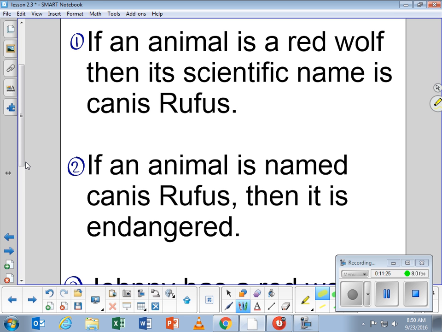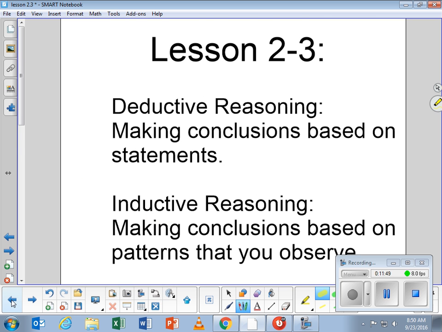Canis rufus. If an animal is a red wolf, then its scientific name is Canis rufus. If an animal is named Canis rufus, then it's endangered. So what we're saying is this is Q. So being Canis rufus is Q. Okay, don't bail on me yet. We're almost done with this one.